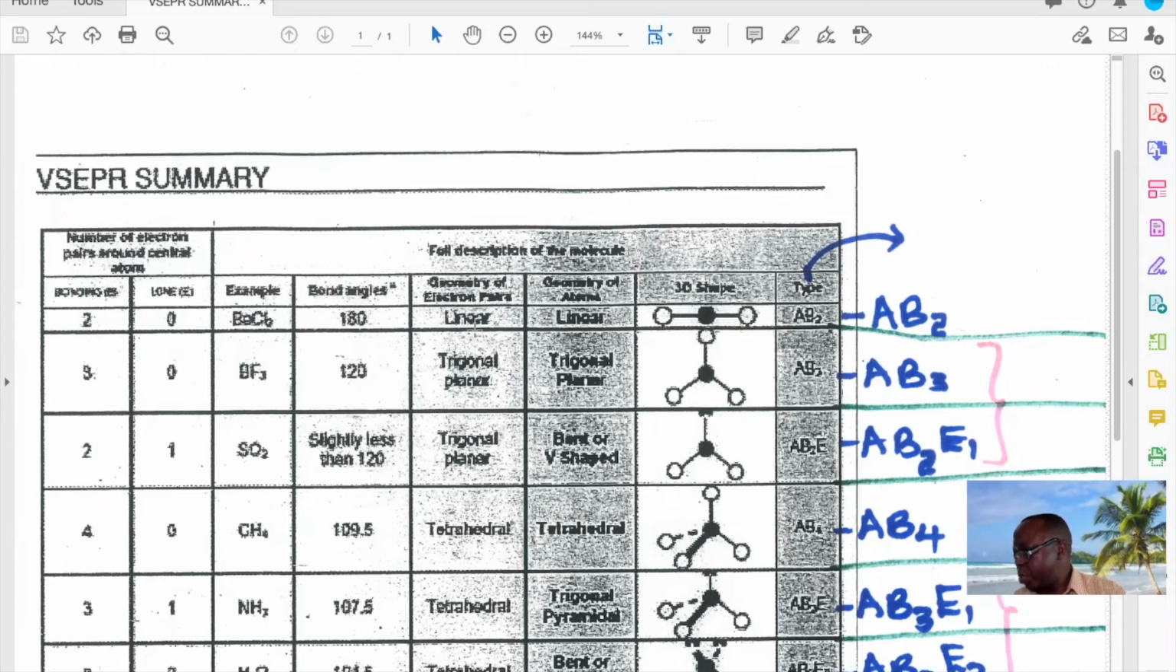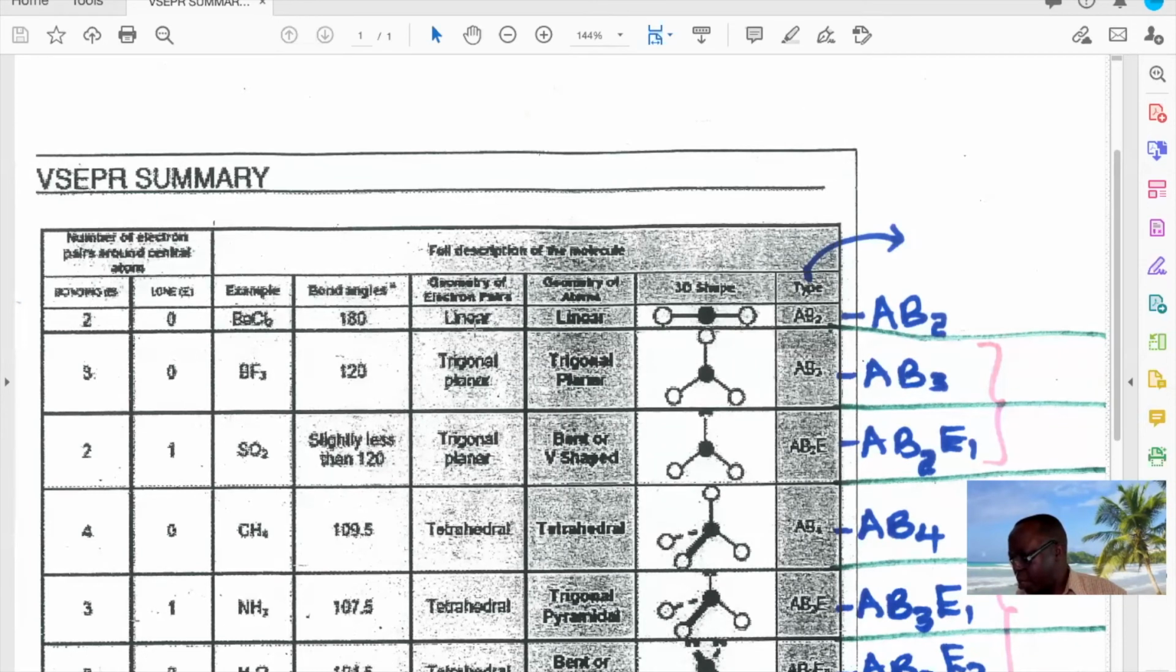There are two types of geometries. One, electron domain geometry. That means looking at... you may see that abbreviation, and then this is molecular what?